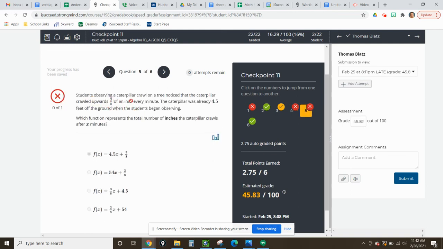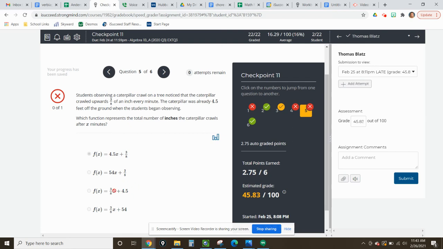Students observing a caterpillar crawl on the tree notice that the caterpillar crawls upwards 3/8 of an inch every minute. The caterpillar was already 4.5 feet off the ground when the student started observing. So this is kind of like slope-intercept form, like the equation of a line. This part, the caterpillar was already 4.5 feet off the ground, that's like the y-intercept. So this would be on the end, like plus 4.5. There's only one that's like that.